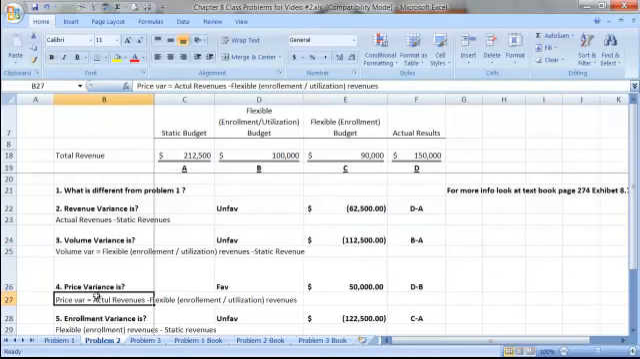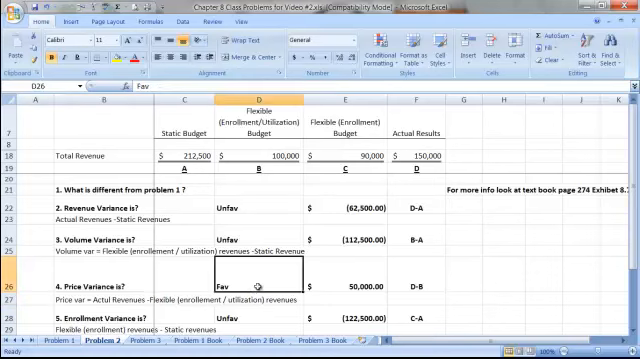Now let's see what our price variance is. Our price variance is the actual results minus the flexible enrollment utilization revenue. So we're just doing these 2 and these 2. Okay? Now, first, is it favorable? Well, we're taking our actual and comparing it to the flex enrollment. The revenue was higher, so it's favorable. So here's our calculation: D minus B, favorable.